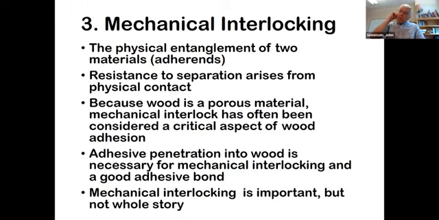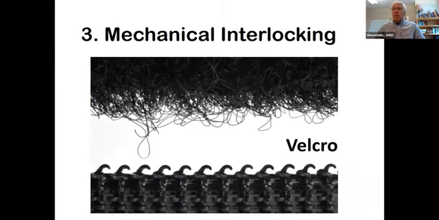Generally, the rule of thumb is you want to go about 3 cells deep. If you go deeper than that, you get diminishing returns and you're wasting money. But if you don't go that deep, then you don't get as good a bond. It kind of is optimized around 3 cells, something like that. Of course, that's very difficult to control, but that's kind of the idea, right? The mechanical interlocking is not the whole story. Another good example of mechanical interlocking is Velcro.